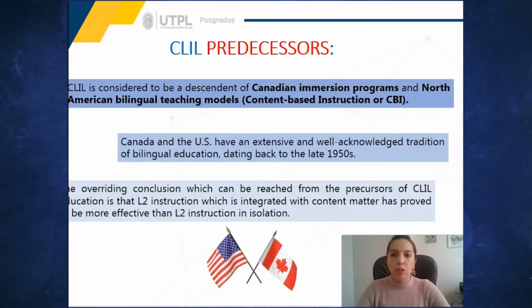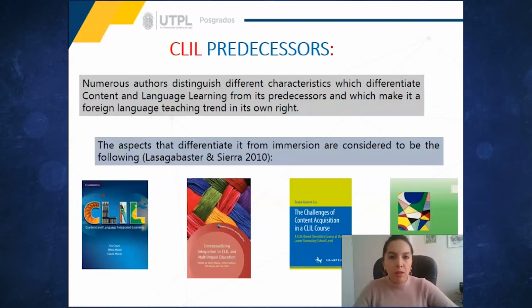CLIL is considered to be a descendant of Canadian immersion programs and North American bilingual teaching models. These are the content-based instruction or CBI. Both Canada and the United States have an extensive and well-acknowledged tradition of bilingual education, dating back to the late 50s, when the impact of French immersion began to be investigated in the English-speaking community in Montreal. Many authors distinguish between different characteristics of content and language learning and its predecessors.